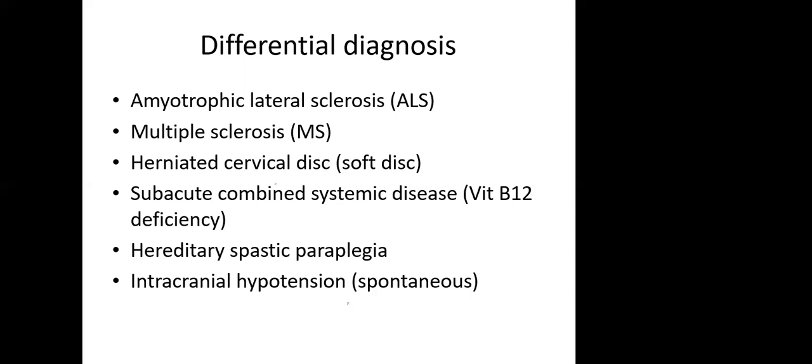Then multiple sclerosis is a demyelinating disease, which occurs in younger patients and has a relapsing and remitting course. When compared to cervical spondylotic myelopathy, which usually occurs in older patients, those greater than 55 years, it usually has a more progressive course or even a stable course. Herniated cervical disc usually occurs in younger patients, the soft discs that we talked about.